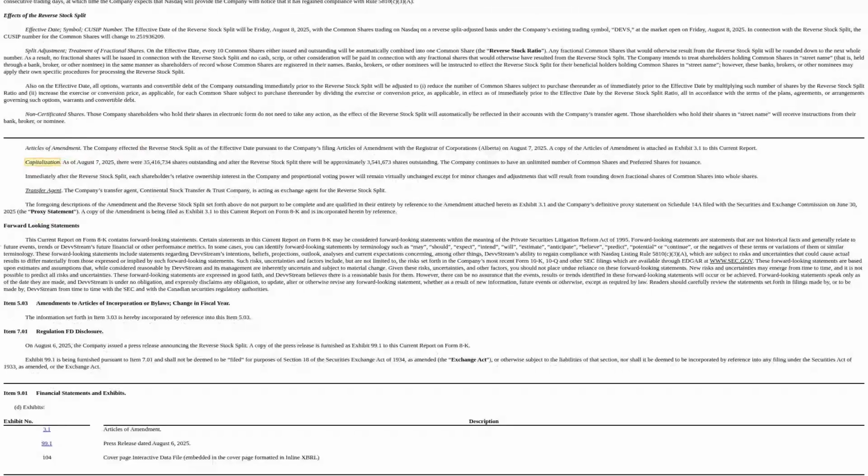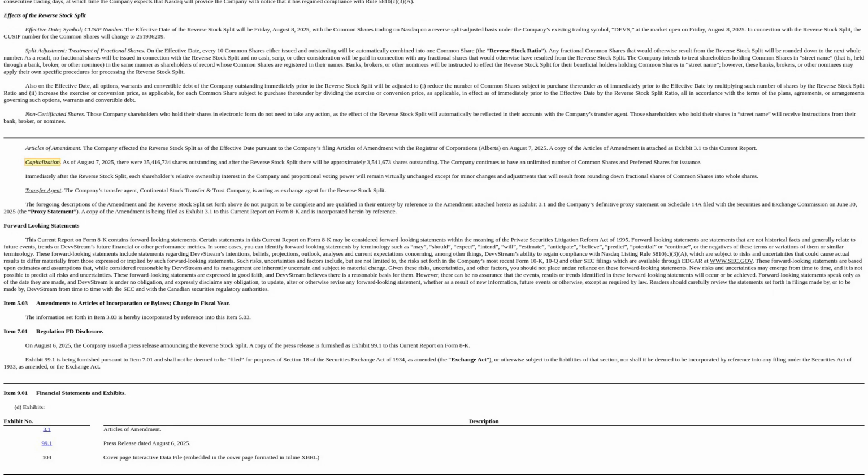Let's talk about the number of shares. As of August 7th, there were about 35.4 million shares outstanding. After this reverse split, that number will drop dramatically to roughly 3.5 million shares. This is a huge reduction in the sheer number of shares, but again, not a change in the company's overall value. The company also mentions it continues to have an unlimited number of common shares and preferred shares for issuance, which means they can still issue more shares in the future.